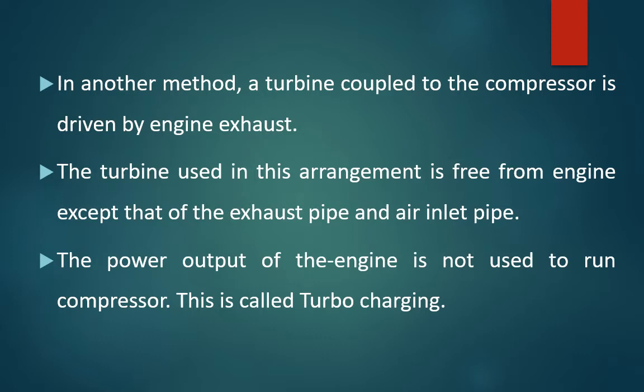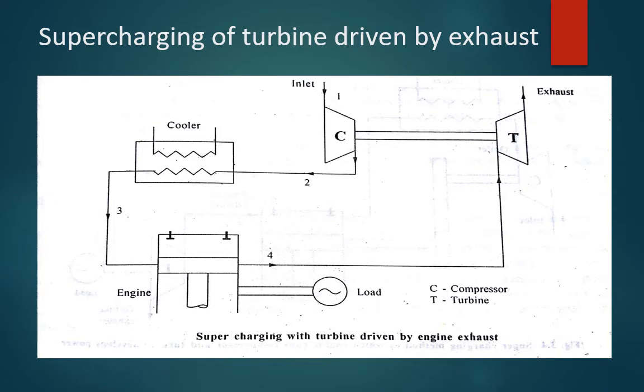The turbine used in this arrangement is free from the engine, except for the exhaust pipe and the air pipe. The power output of the engine is not used to run the compressor. This is called turbocharging. It's an arrangement which is called a turbocharging arrangement. Turbocharging itself is a part of a supercharging arrangement. We have to see that in a detailed manner in the upcoming slides.